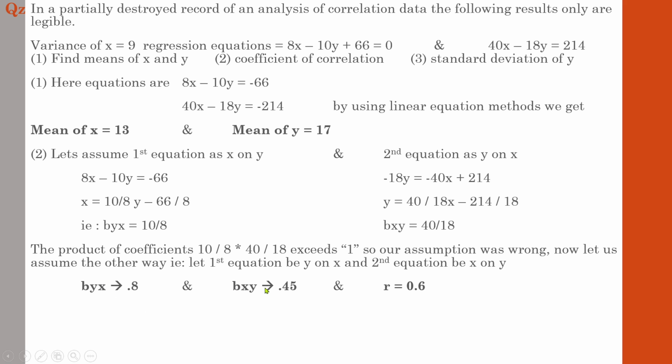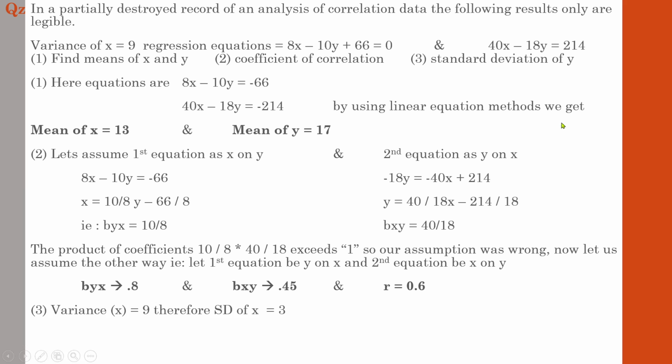Please try to do these steps to check whether you are getting 0.8 and 0.45 or not. Once you have found byx and bxy, you can easily find the value of r. We have learned that equation previously. I hope you have gone through that part. Just try to do it yourself. I'm not going to explain that step again and again because it's a lengthy process. By using that equation, I found that r equals 0.6. So make sure whether you are getting the same answer or not. So we have found the regression coefficients x on y and y on x, as well as the correlation coefficient. So the second question is over.